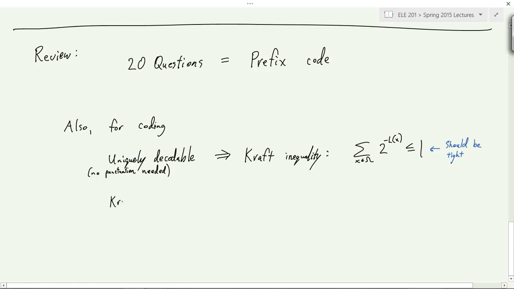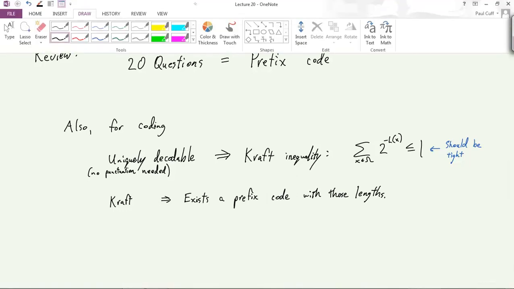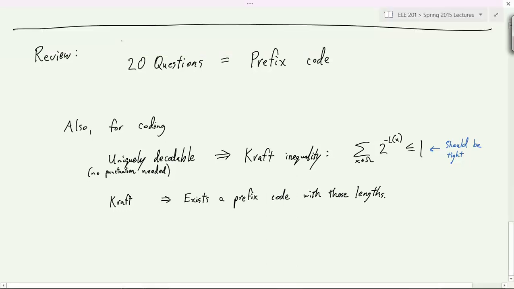We also know that Kraft, if it's satisfied, then it means there exists a prefix code. So it's sort of a tight characterization of prefix codes. So there exists a prefix code with those lengths. So now we can simplify our discussion and just say, let's think about the Kraft inequality and forget about prefix codes for the minute because it's equivalent. And let's just worry about choosing the lengths that are constrained by Kraft inequality.